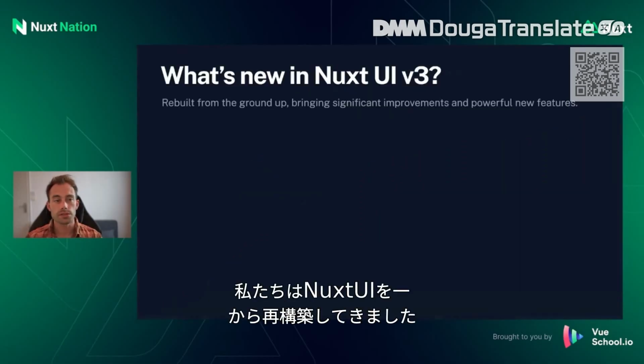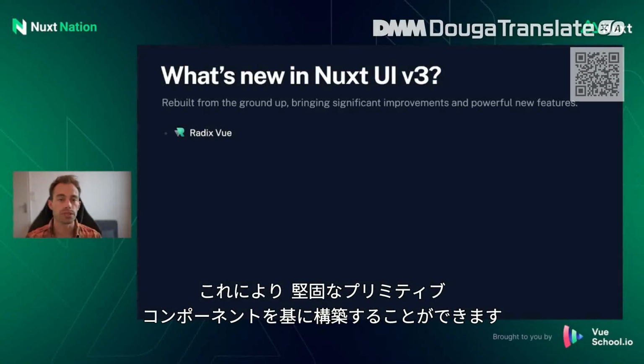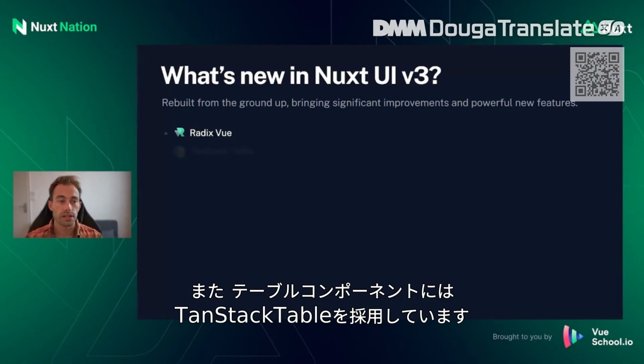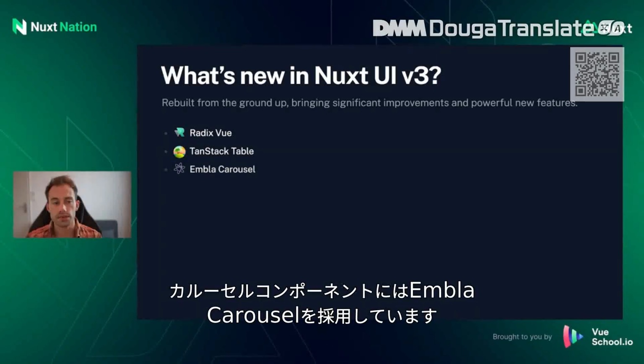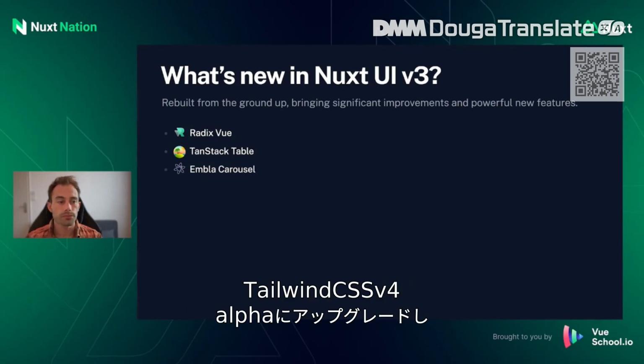For the past 7 months, we've been working on rebuilding Nuxt UI from the ground up. We now use Radix Vue as our core component foundation. This gives us access to rock-solid primitives to build on. It fixed our headless UI pain points and unlocked tons of new features. We now also use TanStack Table for our table component. It's a headless UI library for building powerful tables with lots of features. We use Embla Carousel for our carousel component. It's a library with great fluid motion and awesome swipe precision.